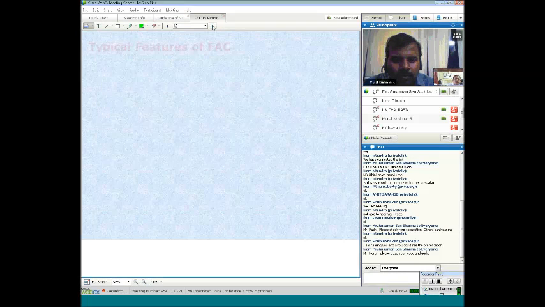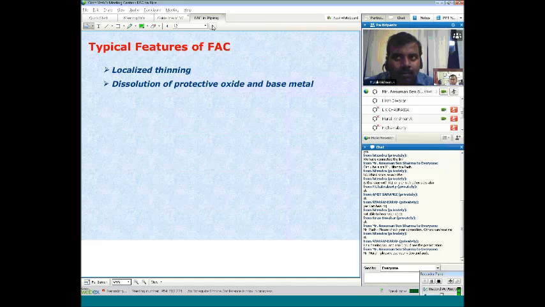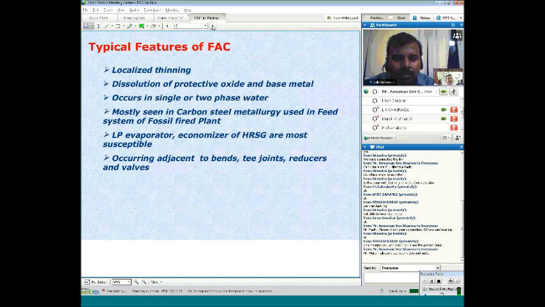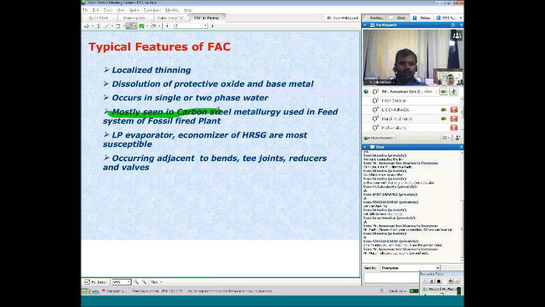If I want to take a look at the typical features of FAC, then typical features of FAC will be associated with localized staining. Localized in the sense it will not be throughout the pipeline. It will be localized near the elbow joints or on the elbow joints or such places. It is resulting because of dissolution of protective oxides in the metal. It can occur in single or two-phase water. And it is mostly seen, now this is very important, in the carbon steel metallurgy used in the feed water system of the fossil power plant.